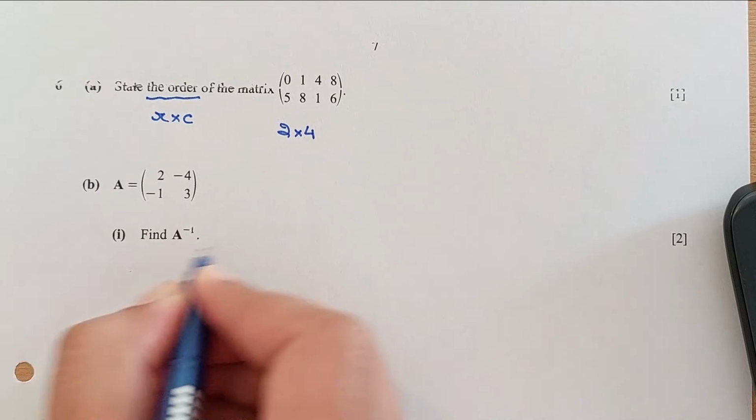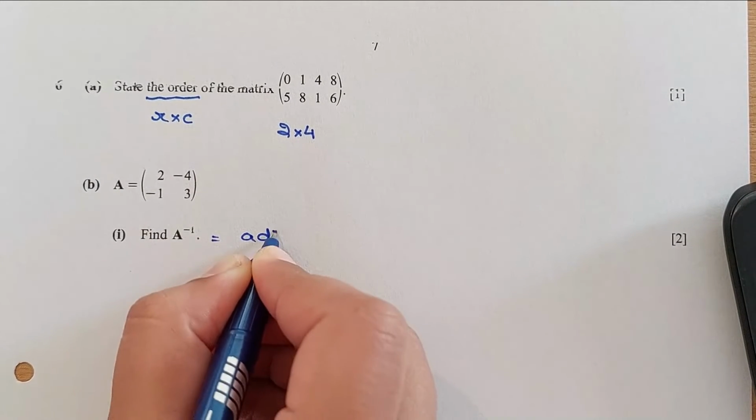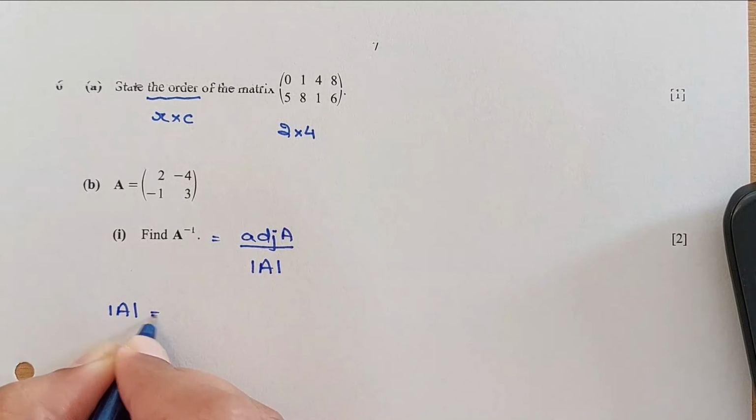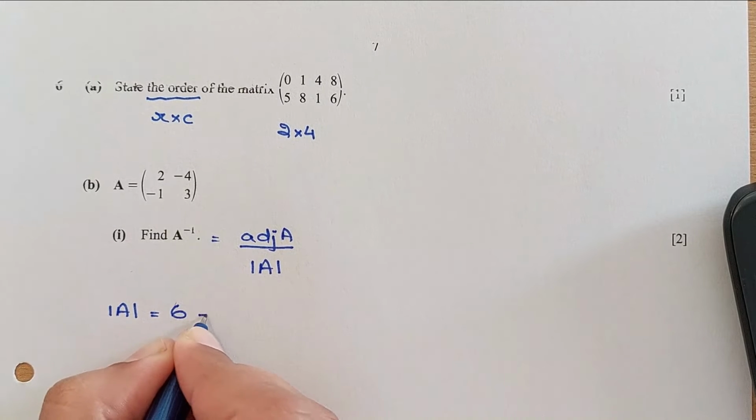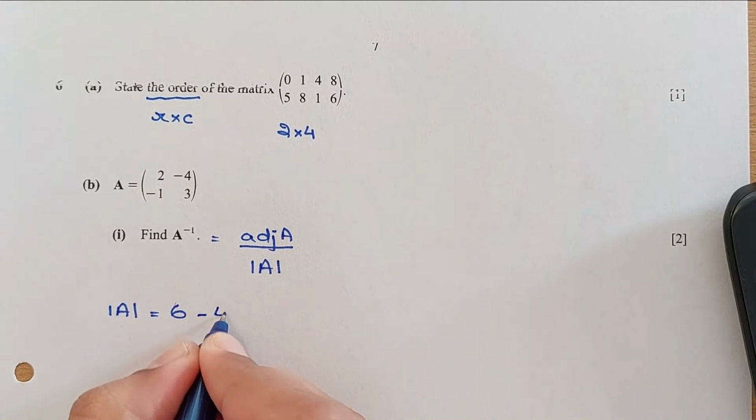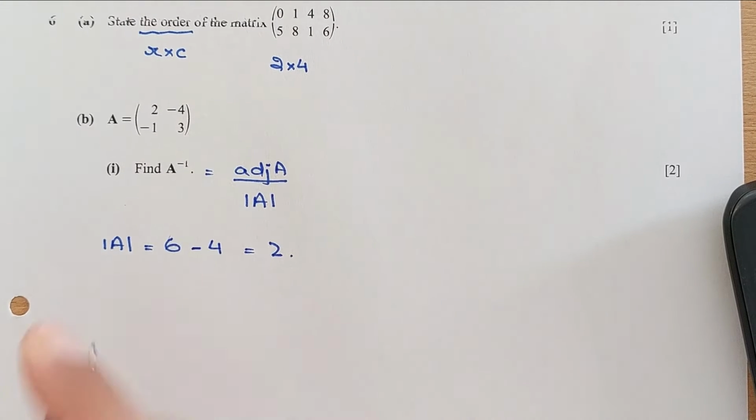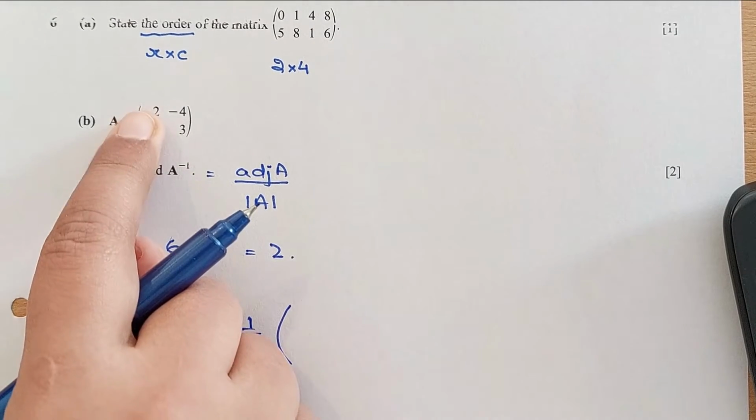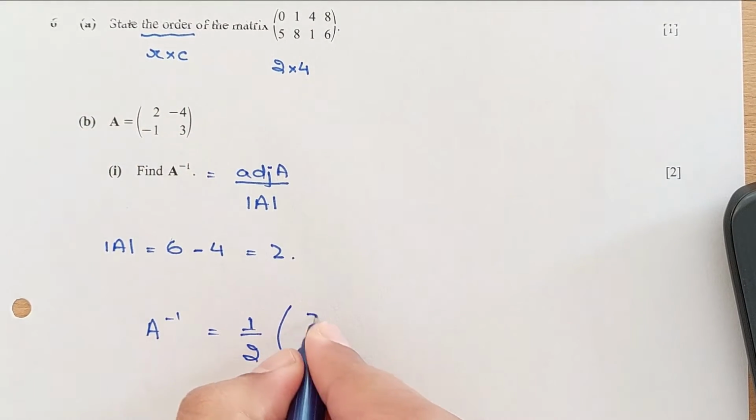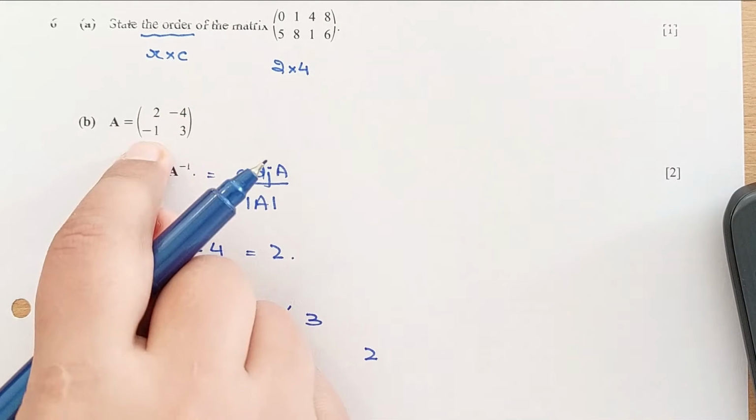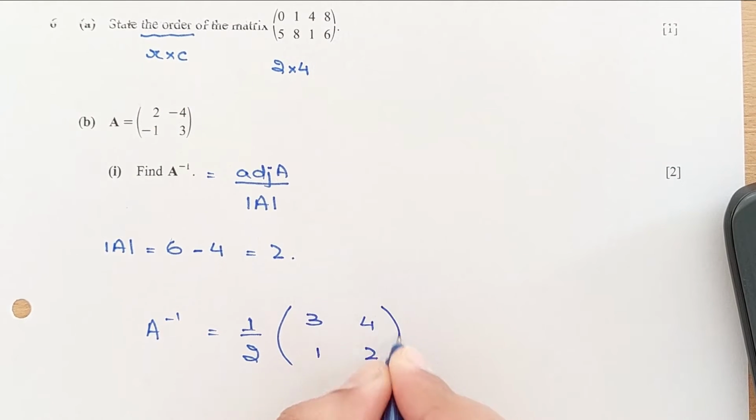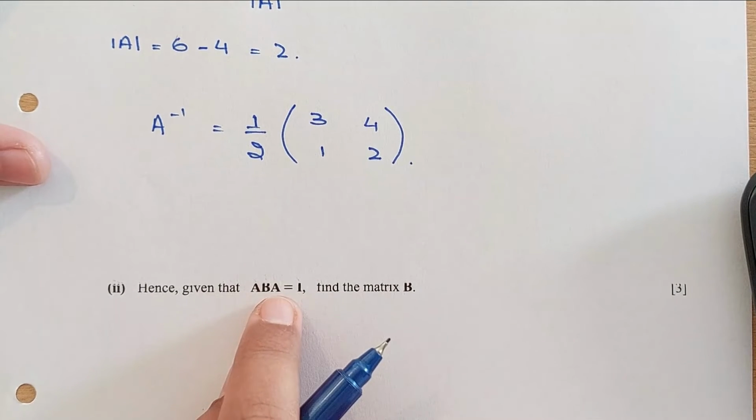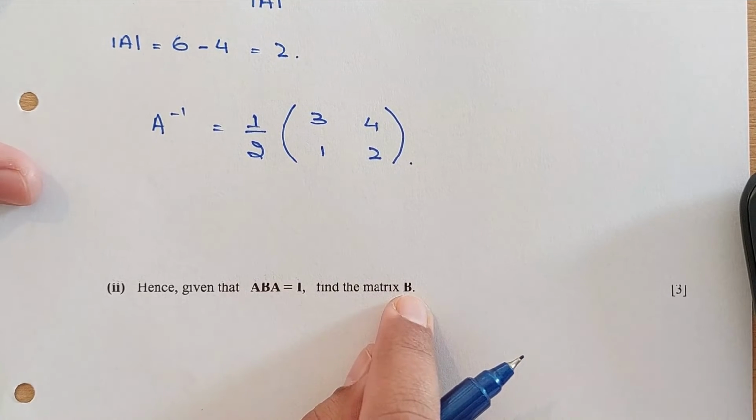For the inverse of a matrix, we have to do the adjoint of the matrix divided by the determinant of the matrix. So let's find the determinant. This is 2 times 3, which is 6, minus 1 times minus 4, which is 4, so this equals 2, right? Now the inverse of the matrix, A inverse, is 1 by 2, the determinant, and for the adjoint we change the positions of 2 and 3. This becomes 3 and 2, and changing the signs of minus 4 and minus 1, this is 4 and 1. So this is the inverse.